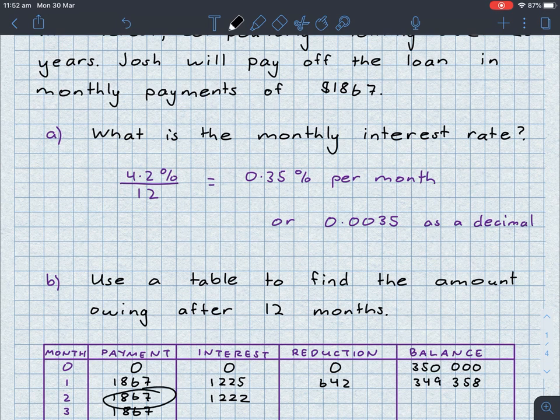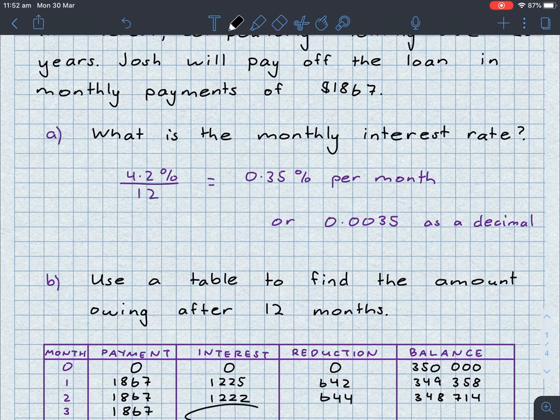When we pay the $1,867, $1,222 of that goes towards interest. So what's left is what we get when we subtract those two numbers, which is $644 being paid off the balance. So now, balance, take away the amount that we're paying off, leaves us with $348,714. I'll fill out one more row so that you get the idea.